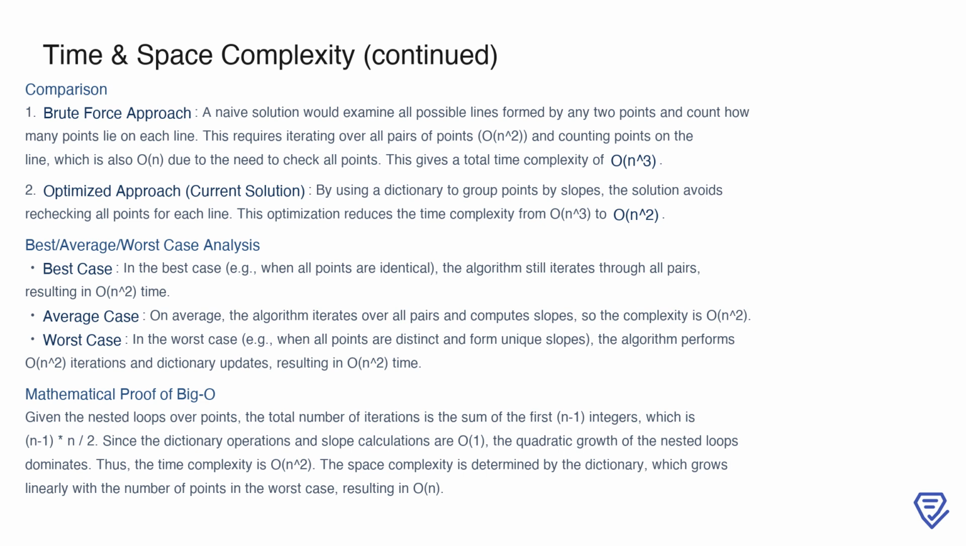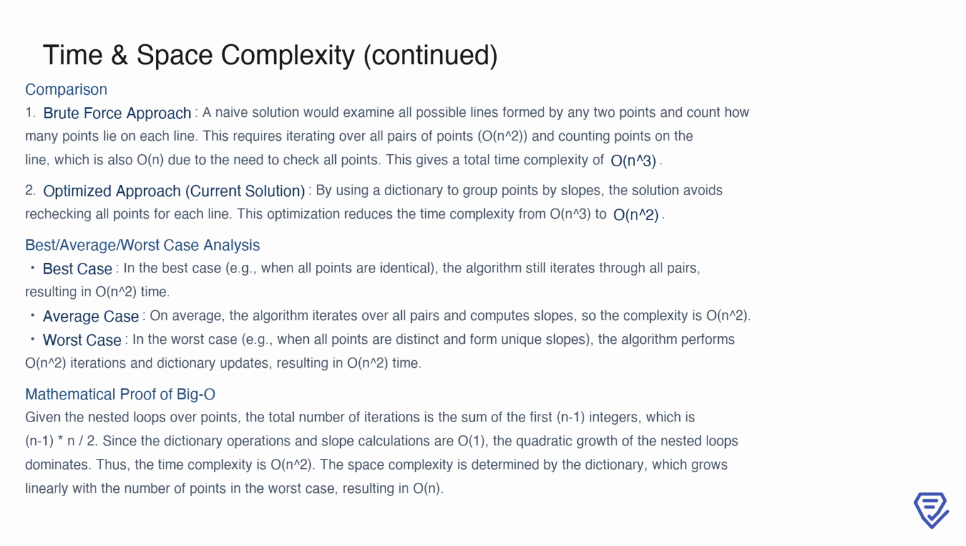To put this into perspective, consider the brute force approach. A naive solution would involve checking all possible lines formed by every pair of points and counting how many points lie on each line. This would require iterating over all pairs, which is n squared, and then checking all points for each line, adding another n. This results in a total time complexity of n cubed. By contrast, the current optimized solution avoids rechecking all points by using a dictionary to group points by slopes, reducing the time complexity to n squared.